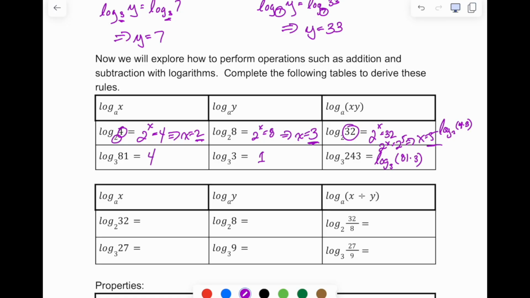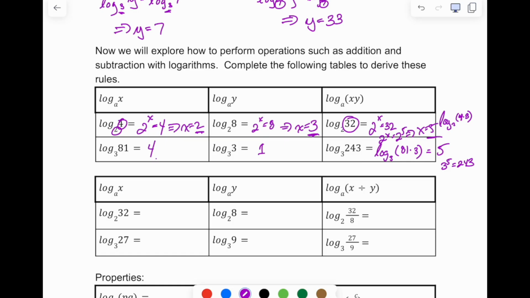3 times 3 is 9, times 3 is 27, times 3 is 81, times 3 is going to be 243. So really, log base 3 of 243 is 5. In other words, 3 to the power of 5 is equal to 243, and you can check that in your calculator. So we see that that property seems to be applied because 4 plus 1 is equal to 5 here as well.